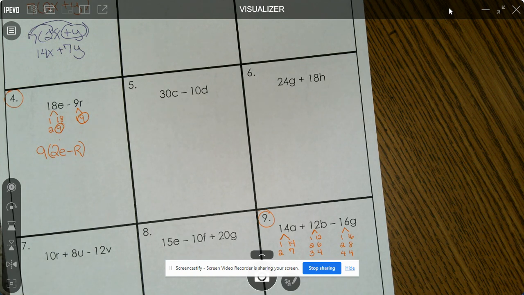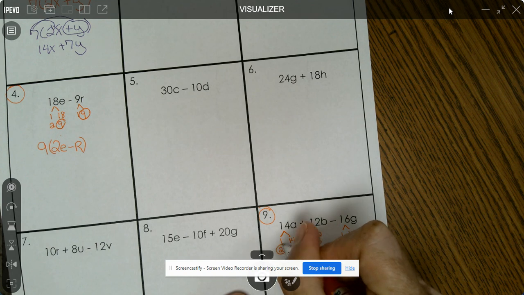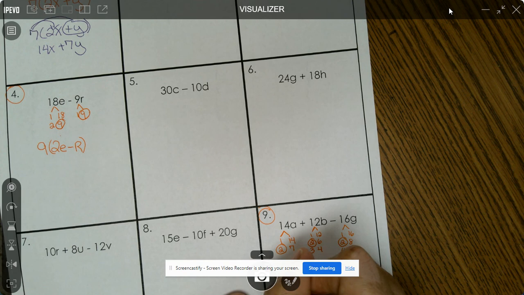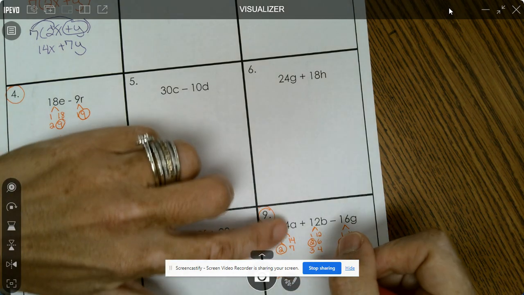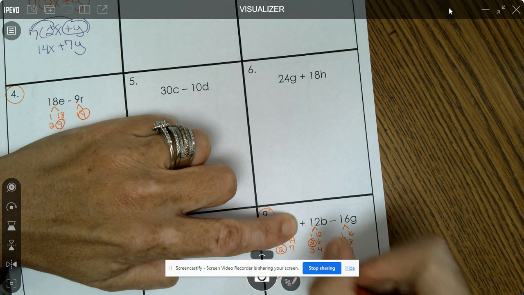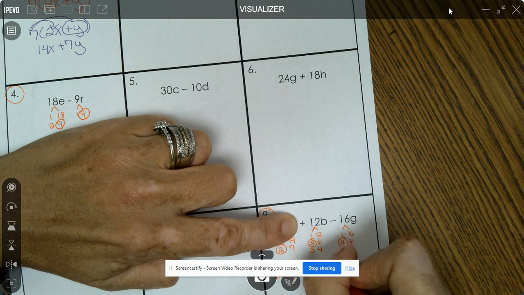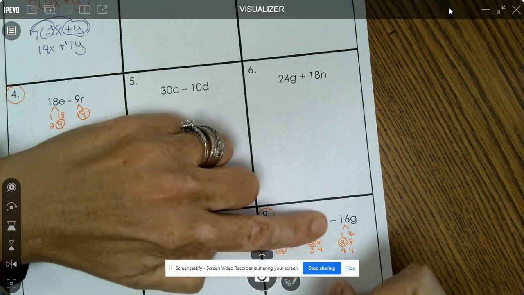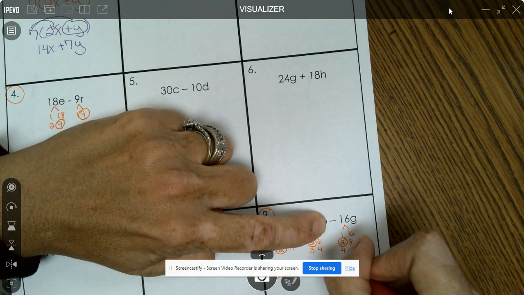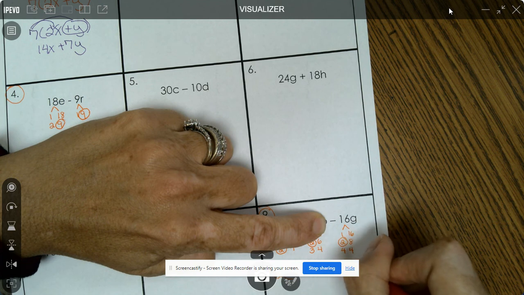All right, let's do it real quick. What is my greatest common factor? 2. All right, so 14a divided by 2 is what? 7a. Positive 12b divided by 2 is what? Positive 6b. Negative 16g divided by 2 is what? Negative 8g.